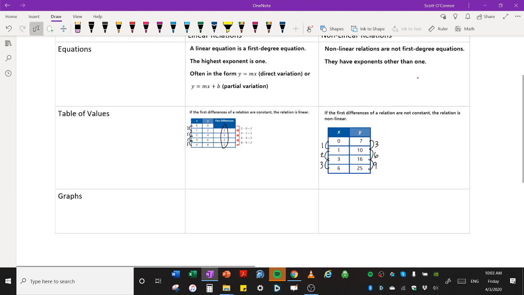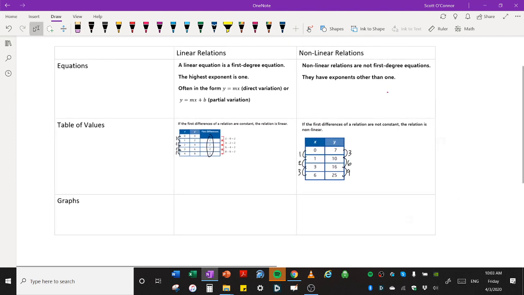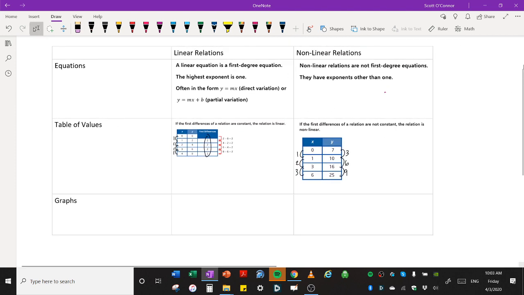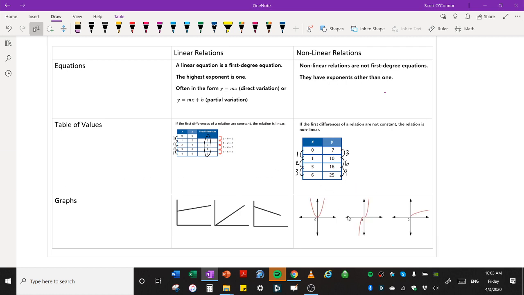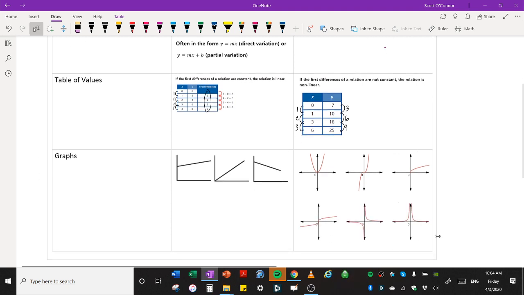All right, now what about graphs? Graphs is the most straightforward. If the graph is of a straight line, then the equation or the relation is linear. Right? And you can see 3 examples of that here. If the graph is not a straight line, like these examples, or like these examples here, then those are not linear, or they are non-linear relations.